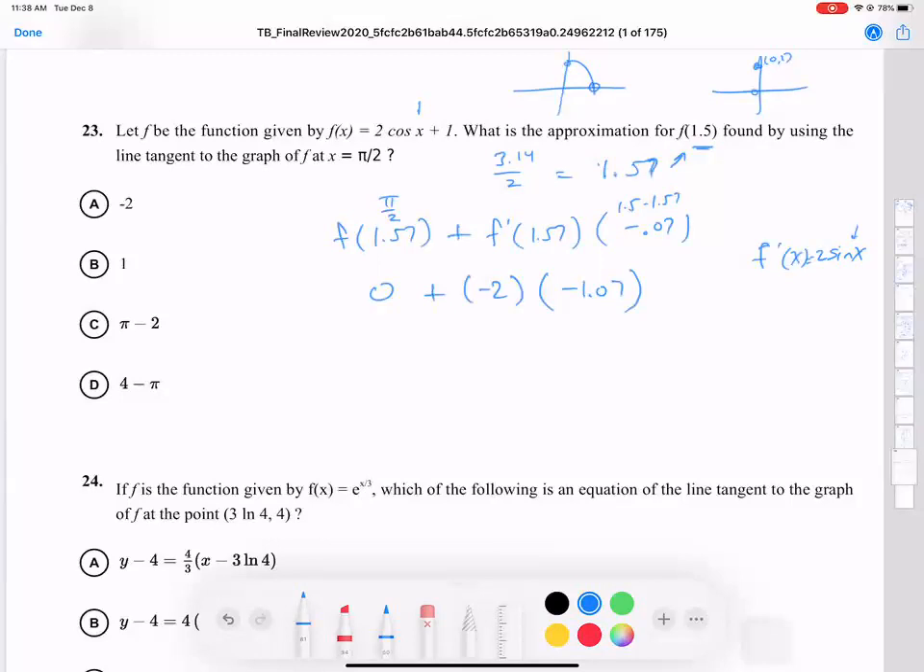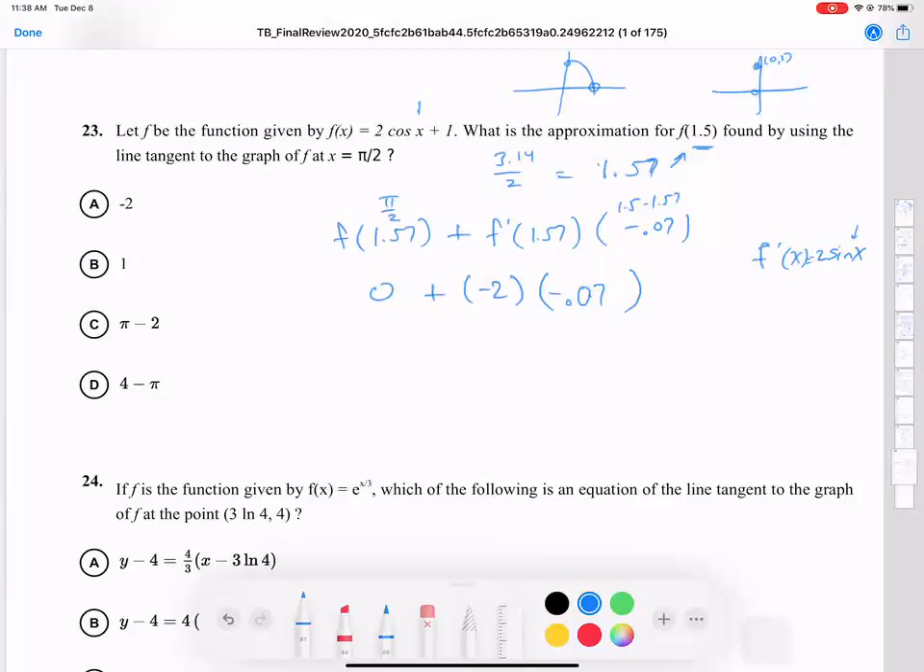Well, not 1.07, just 0.07. A little confused about this part. 0.07 negative, right? Let f be the function given here. What is the approximation for f(1.5) found by using the tangent line to the graph of f at x equals pi over 2? Yeah, pi over 2. The sine of pi over 2 is 1.